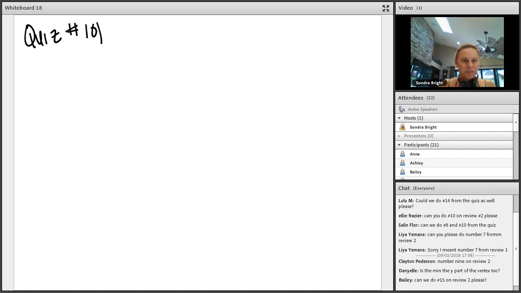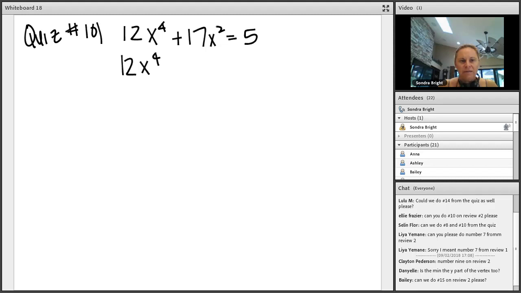Which is 12x to the 4th plus 17x squared equals 5. All right, so your first step on these when you go to solve is to set it equal to 0. So you need an equation set equal to 0 before you start solving. So we're going to subtract the 5 and set it equal to 0. I saw this factored.